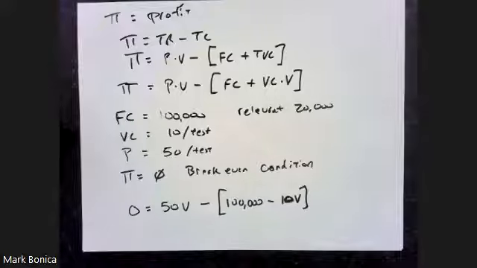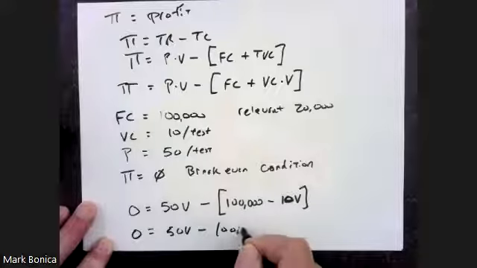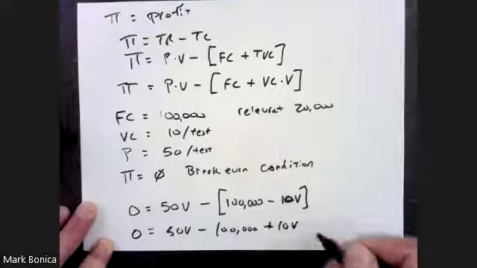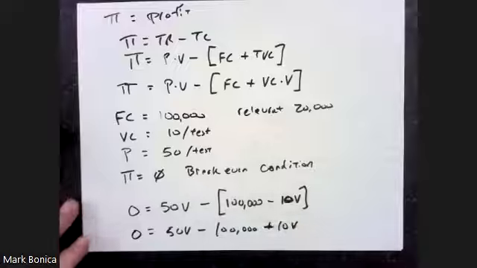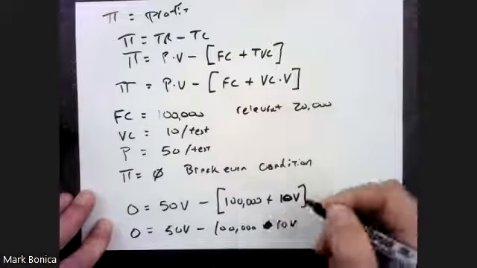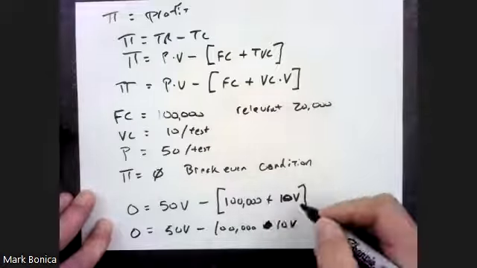The first thing you do is take this negative and distribute it through the parentheses. So 0 equals 50V minus 100,000 minus 10V. Sorry, it should have been minus. This should be minus 100,000, minus 10V, and then it becomes minus 10V. There we go.